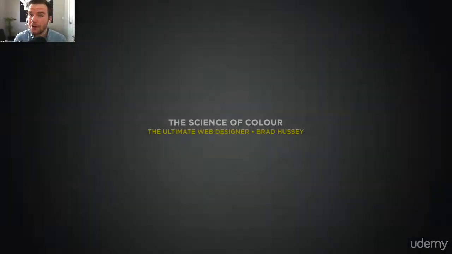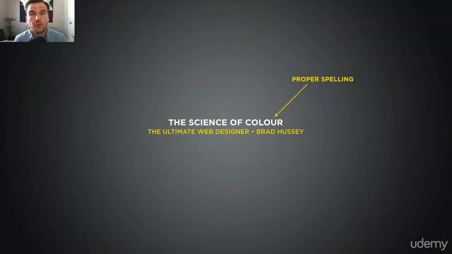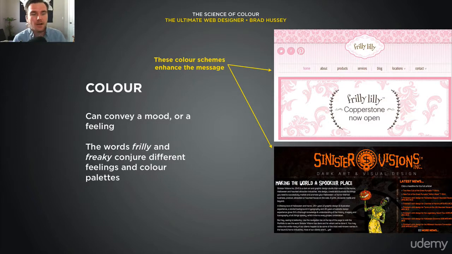The science of color. And this, by the way, is the proper spelling. Color can convey a mood or a feeling. So, for example, the words frilly and freaky conjure different feelings and color palettes. Here in the examples, you can obviously see Frilly Lily and Sinister Visions have very different color schemes and feelings that are evoked with their color.